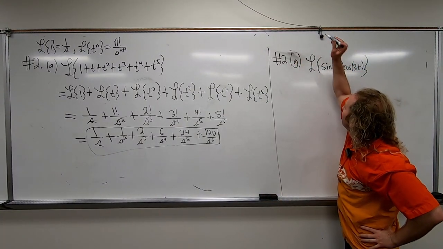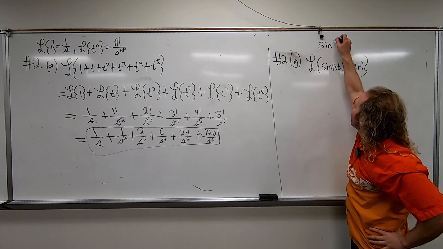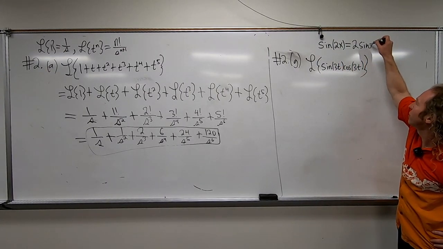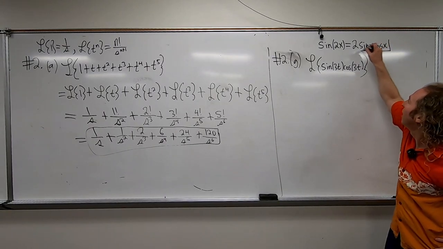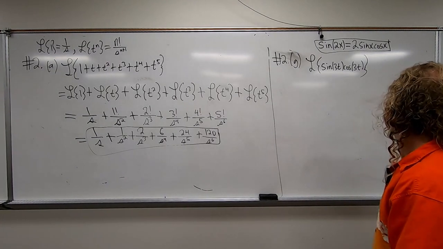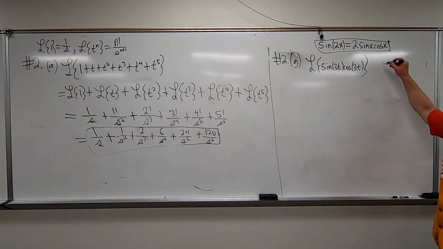First of all, the identity is sine 2x is 2 sine x cosine x. This is one of the trig identities you want to know for the test. It's one of the few that you'll want to know. The other identities that you'll want to know are the ones for cosine squared and sine squared.